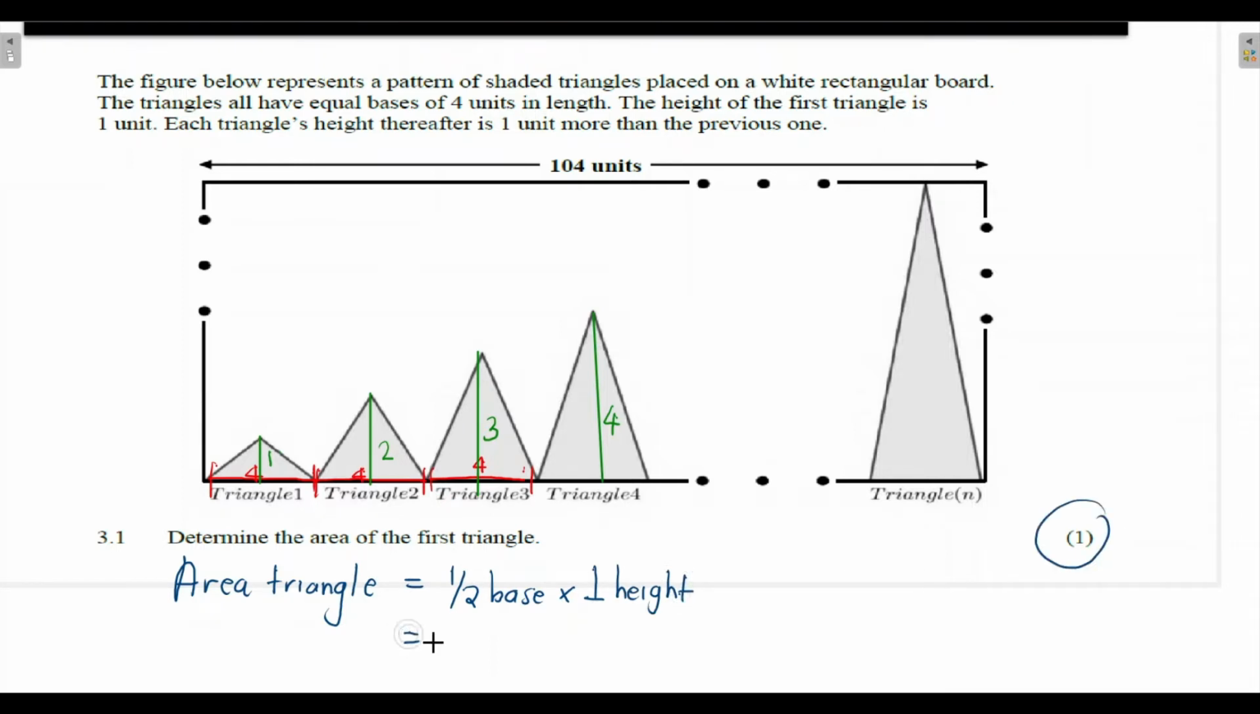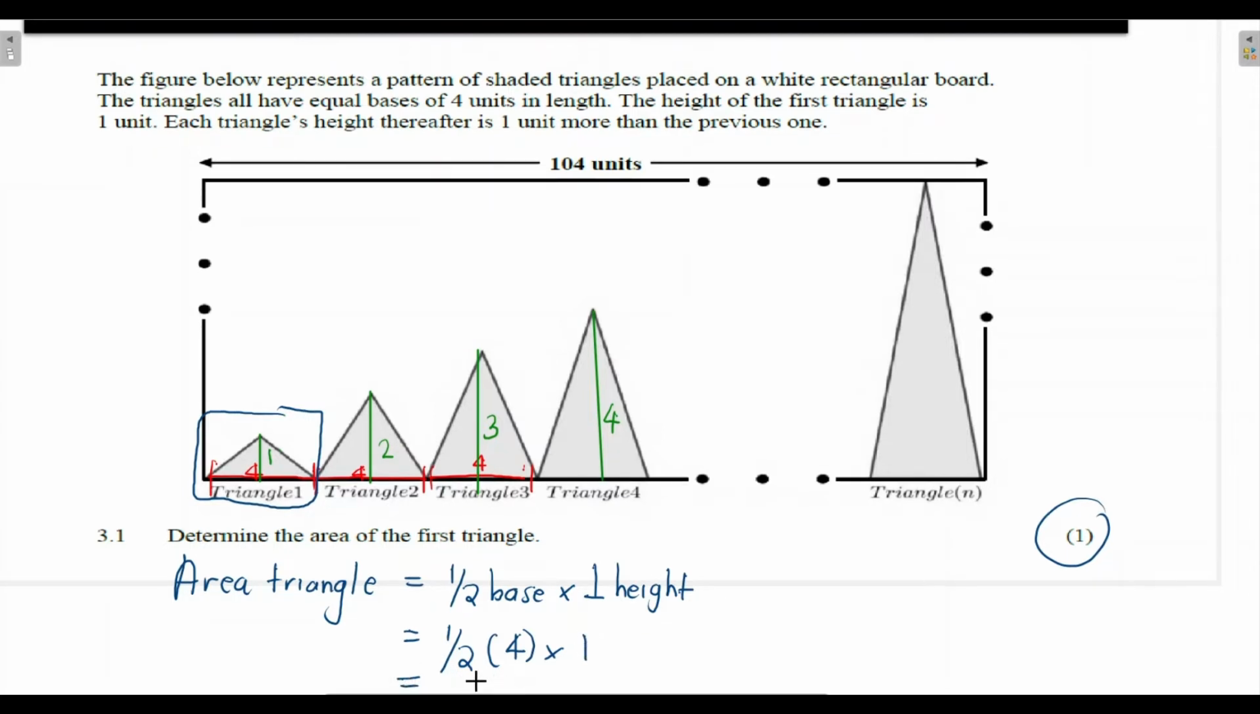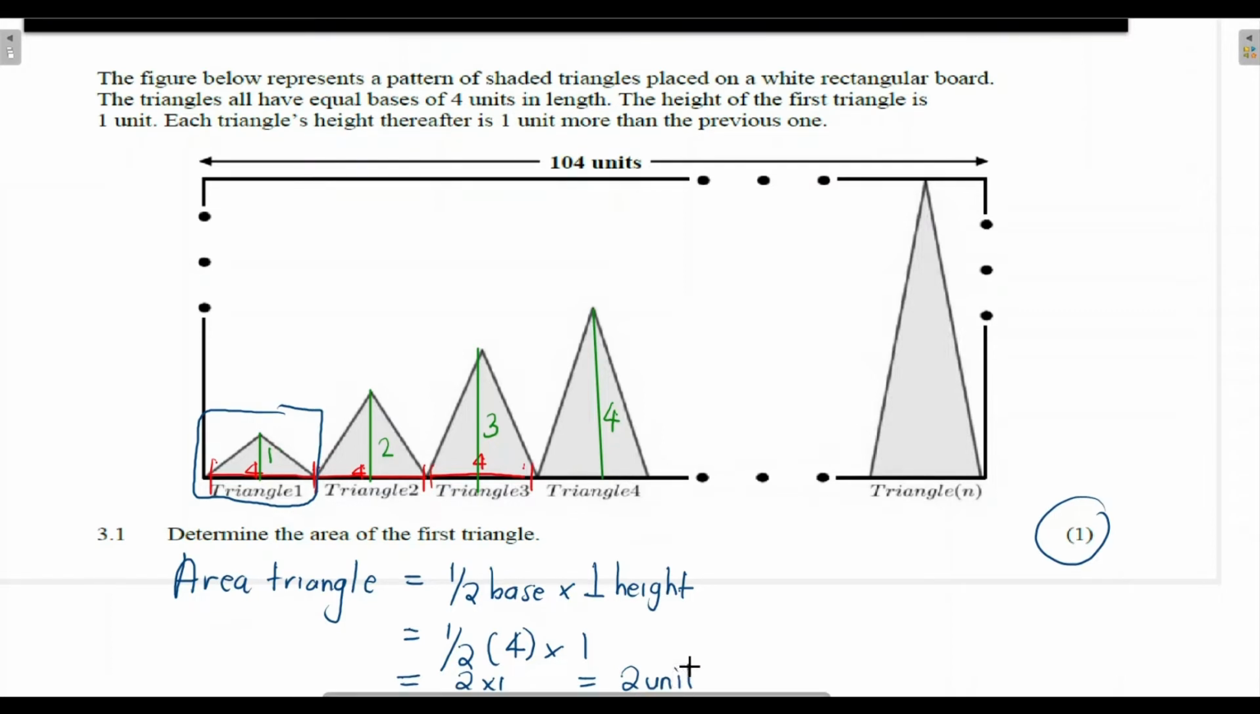Okay, so it's half. What is the base for the first triangle? We're dealing with this triangle. What's the base? It is 4 units because the bases are the same, multiplied by the perpendicular height. What is the height? It is 1 unit. So it's going to be half of 4 is 2 multiplied by 1. Therefore, the area is 2 units squared. Okay, that is our final answer.